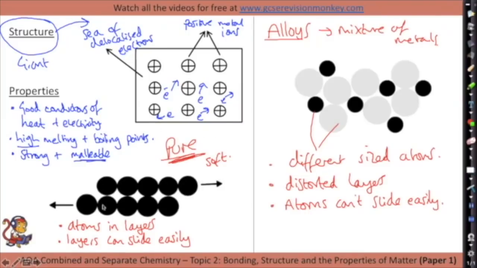This is a really common question in the exam. So either they'll ask you about the pure metals and simply you need to write about the atoms being in layers and being able to slide easily, or they'll show you a diagram of an alloy, or maybe ask you to draw a diagram of an alloy, and we need the fact that it's now got different sized atoms, distorted layers, or the atoms aren't in regular layers, and the fact that the atoms now can't slide easily over each other, and it makes a much harder substance.